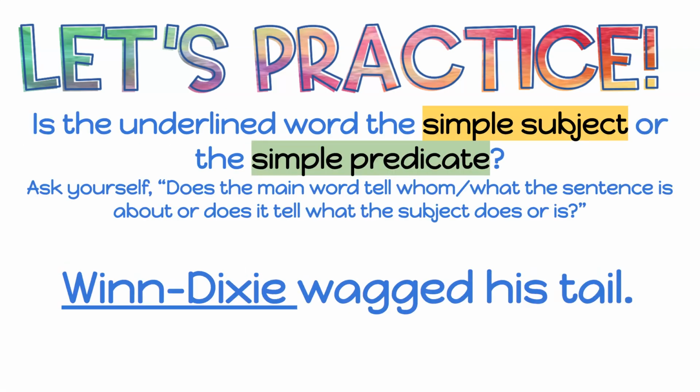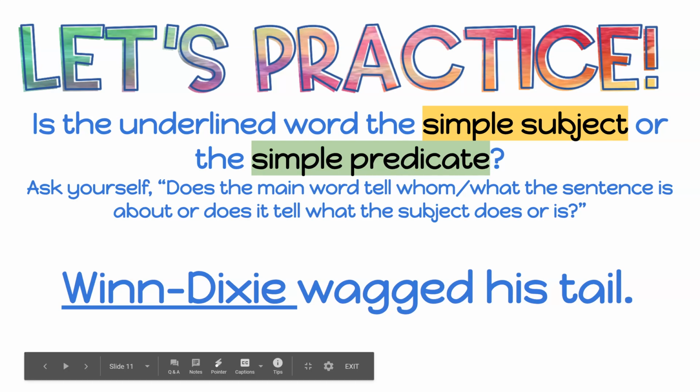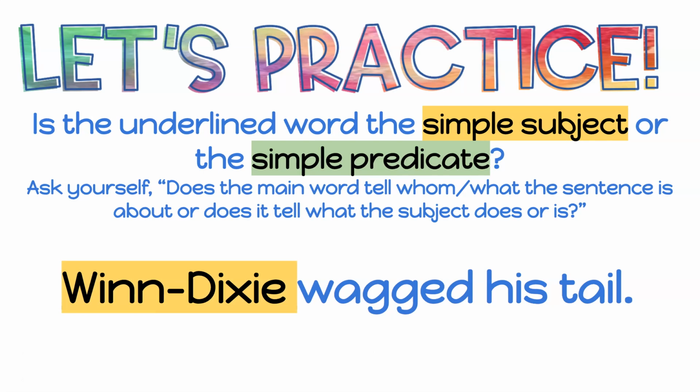Now we're going to take a look at the underlined word in the sentence. And you're going to want to tell me if this is a simple subject or the simple predicate. Subject is who or what the sentence is all about. Predicate is what they're doing or is. Winn-Dixie wagged his tail. Subject or predicate? Pause right here. That's right. Winn-Dixie is the simple subject.